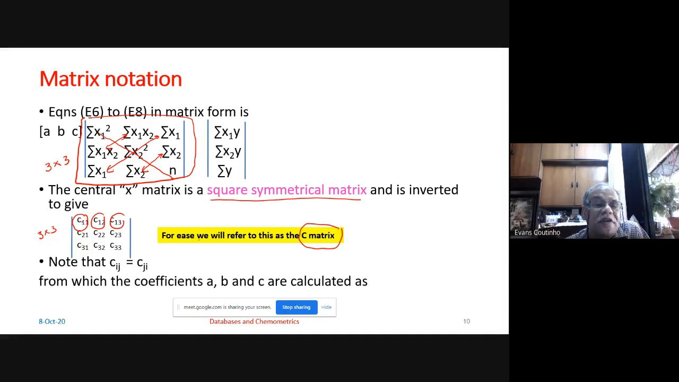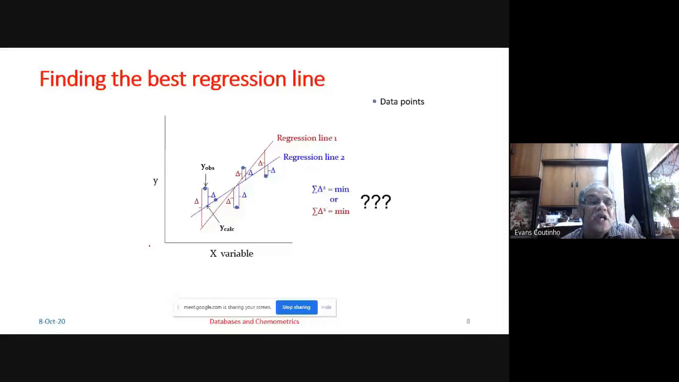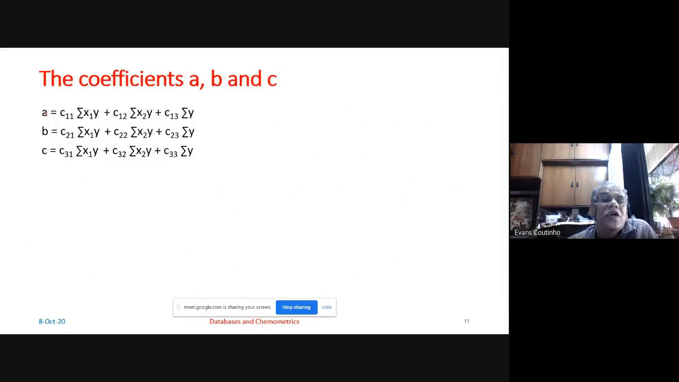Again, notice that the C matrix is a square matrix, just like our original X matrix, and is also symmetrical, which means the coefficient C21 is equal to C12, C31 is equal to C13, and likewise C32 is equal to C23. Now, from this C matrix we actually get the coefficients A, B, and C of our regression line, that is, of our original model equation. And how do we do that? We do that as follows. A is equal to C11.